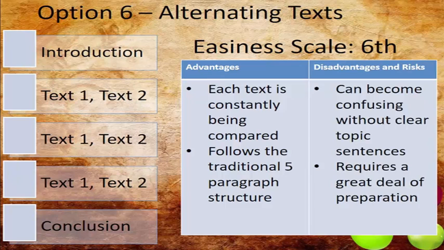So you're using your meta-language as often as possible, and you're inserting the two texts side by side within each paragraph. Another advantage is it follows a traditional 5-paragraph structure, which will make it a little bit easier for you to recall where linking sentences go and so on. The disadvantages are that it can become confusing without clear topic sentences, so make sure you spend a special amount of time fine-tuning your topic sentences, and also it requires a great deal of preparation.